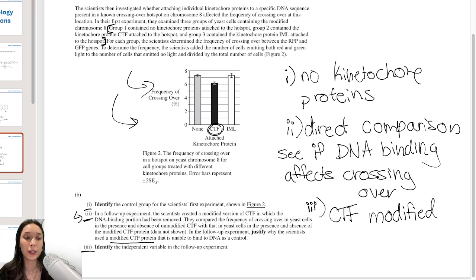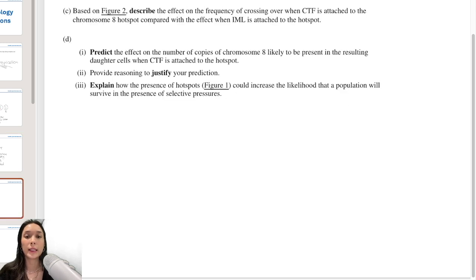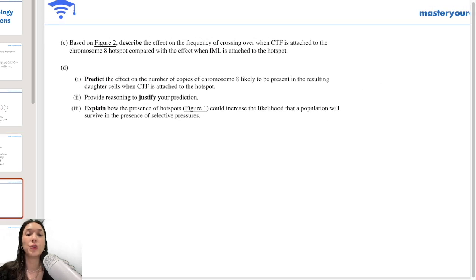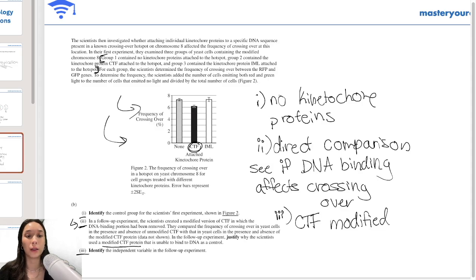Now, if we move on to C, it says, based on figure 2, describe the effect on the frequency of crossing over when CTF is attached to chromosome 8 compared with the effect when IML is attached to the hotspot. So that takes us back to figure 2. You're basically just looking at the effect of CTF and IML. So we'll take a look at this. And again, like I said, it's really important to establish in this part right here which one is the control, because you're ultimately going to be comparing it back to this to see if it's increasing or decreasing.